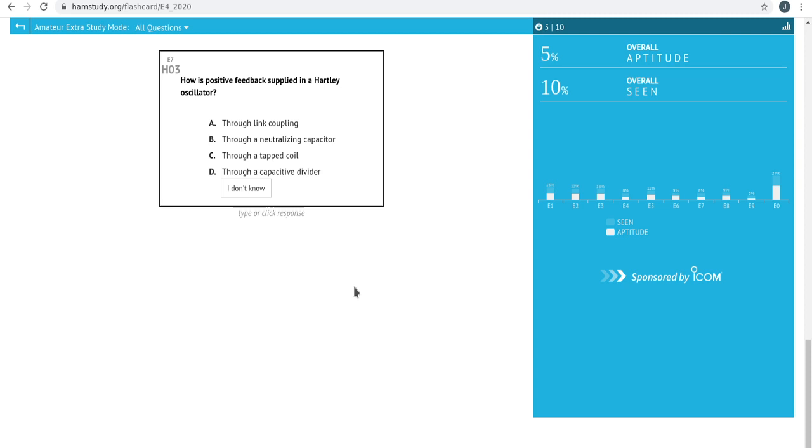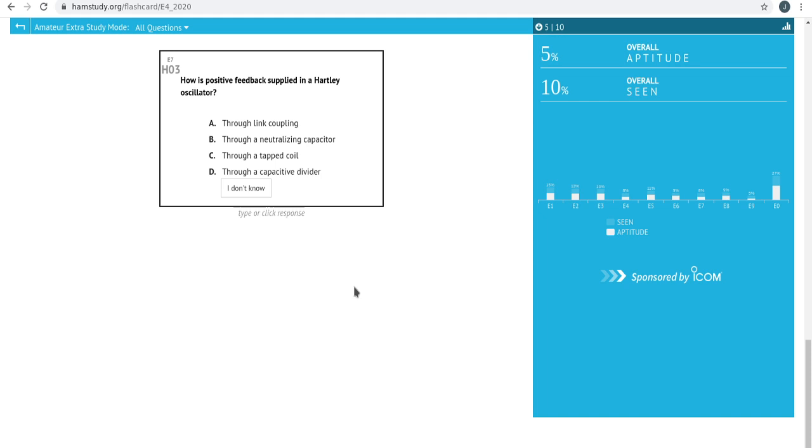You want to take this one? How is a positive feed supply provided in a Hartley oscillator? Hartley oscillator? I haven't heard of that type of oscillator. Through a link coupler, through a neutralizing capacitor, through a tapped coil, through a capacitor divider. I don't know what a capacitor divider is or a neutralizing capacitor.